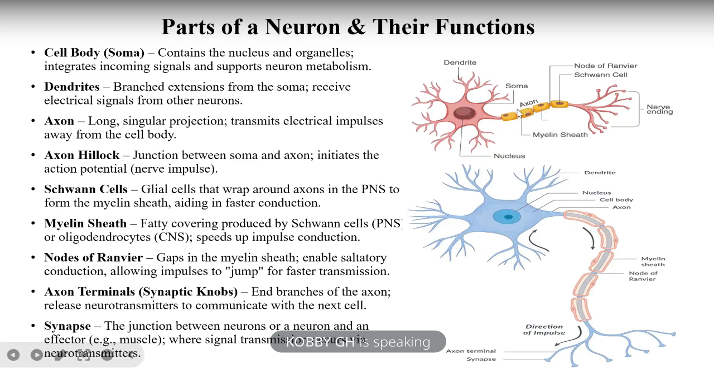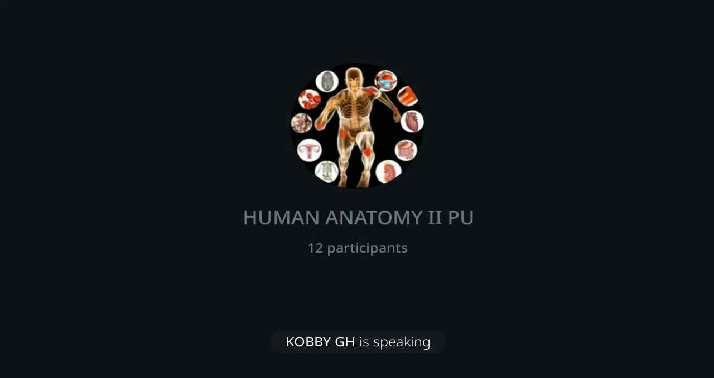Good. So when we say describe an axon and state its function, the axon is the long singular projection, the elongated part of a neuron. Is that okay? And the function: impulses that are received with the help of the dendrites of a neuron are transmitted along the axon.